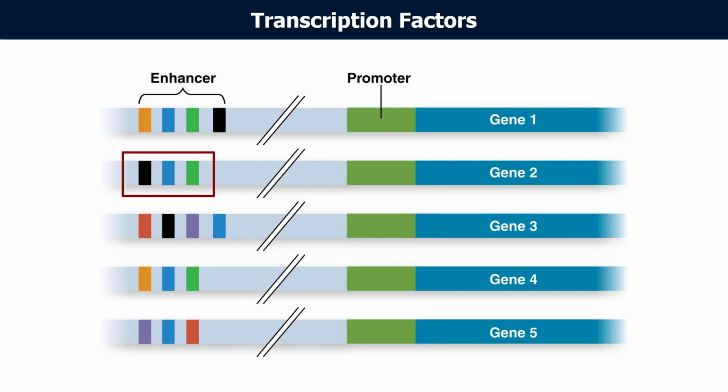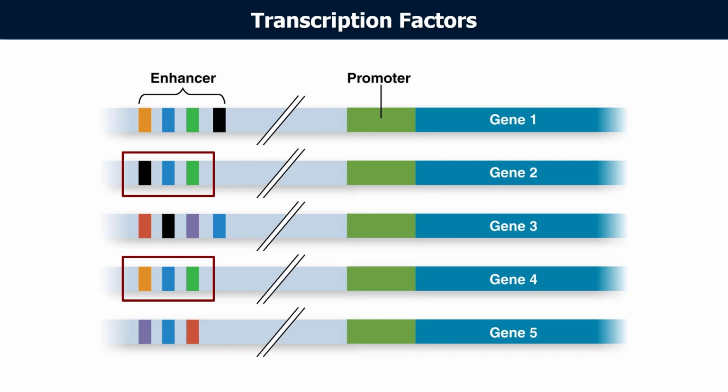Meanwhile, this gene, number 2, has a slightly different transcription factor requirement. We need some sort of black transcription factor, blue factor, and green factor to come in and bind to bend this around and get the gene expressed. And yet this one's different. We need the orange, the blue, and the green factors to show up. So it's almost like each gene has its own little unique barcode. And if the right transcription factors show up, then that gene will be transcribed.